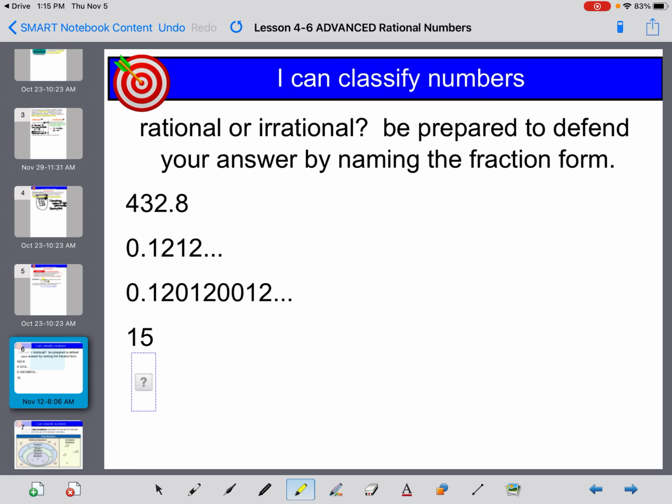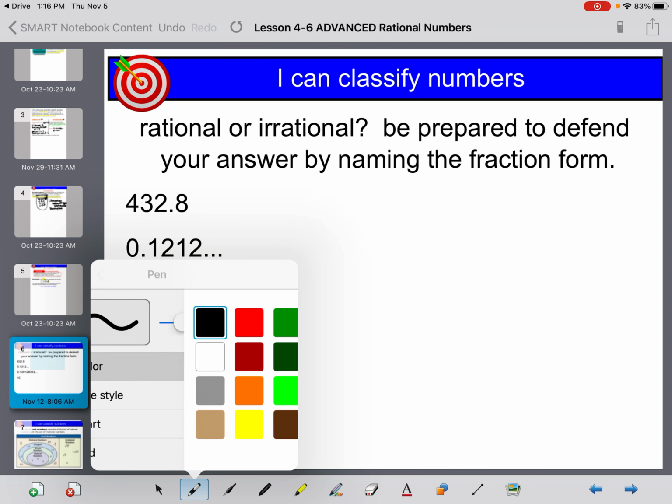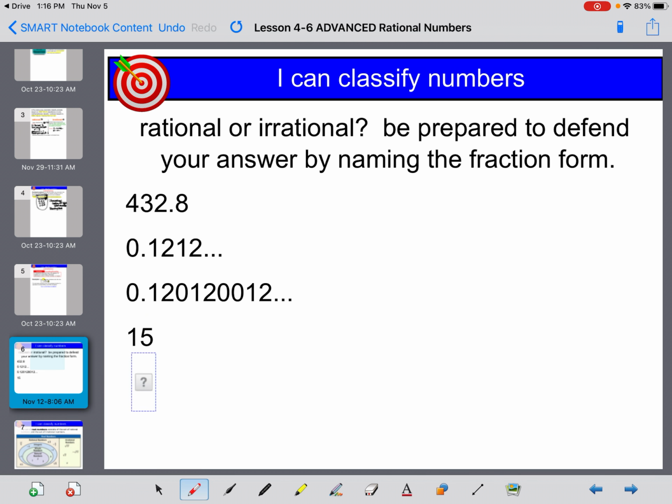All right, rational or irrational? Be prepared to defend your form by naming the fraction form. 432 8/10. Rational or irrational? So what you should be thinking in your head is fraction form or no fraction form. That's the debate. In this case, we know it's rational.